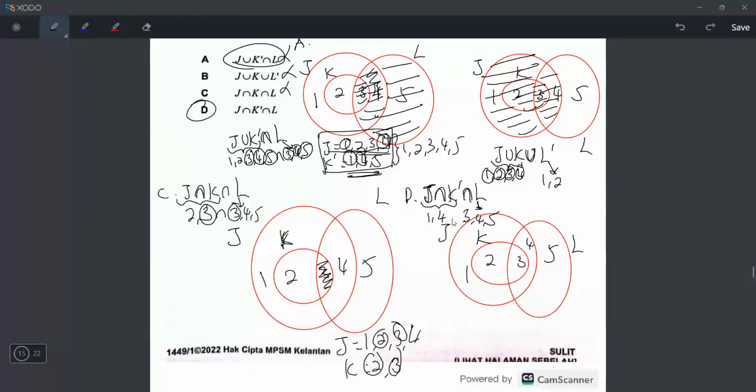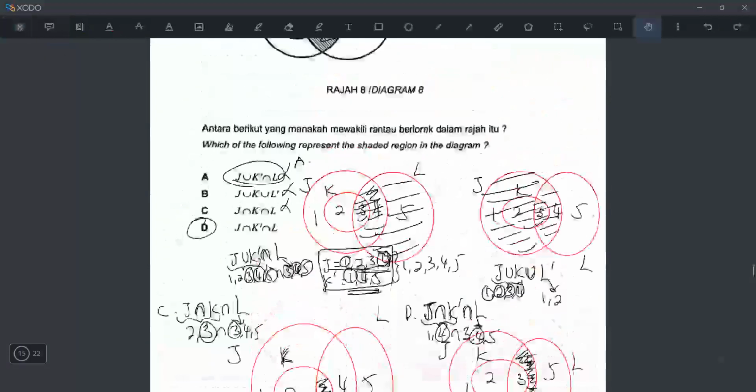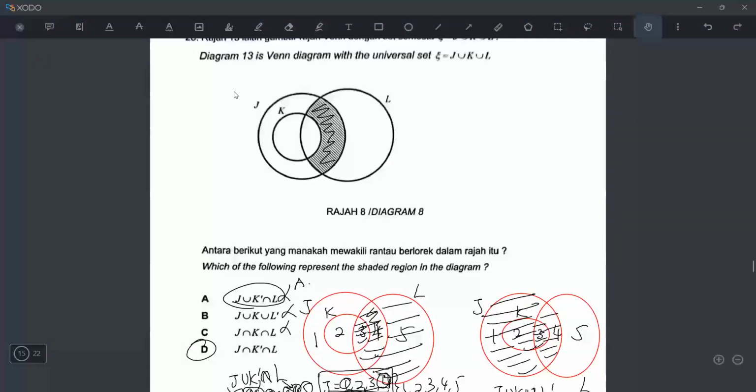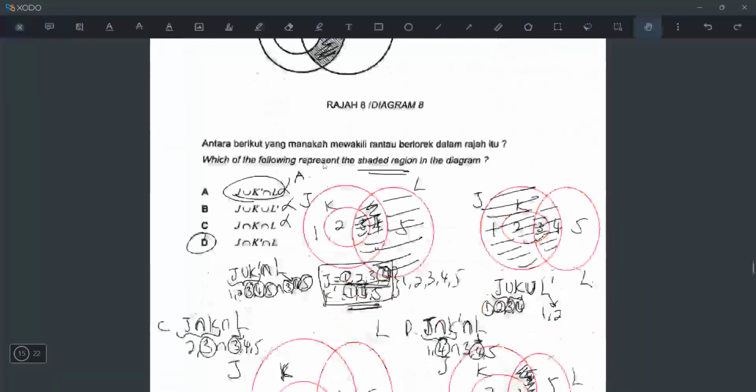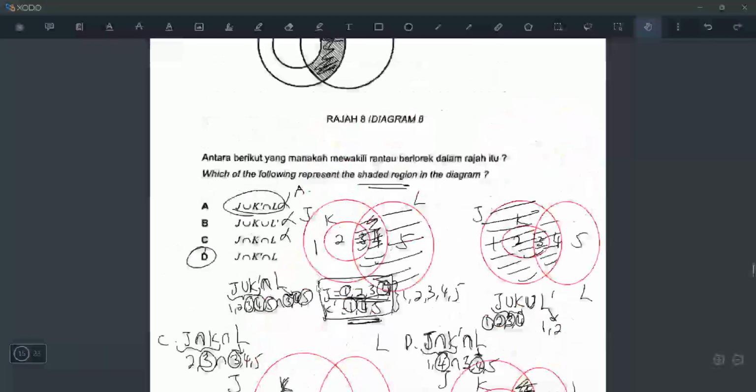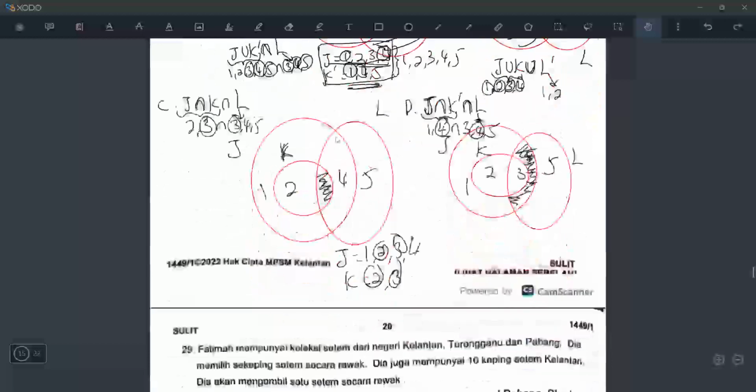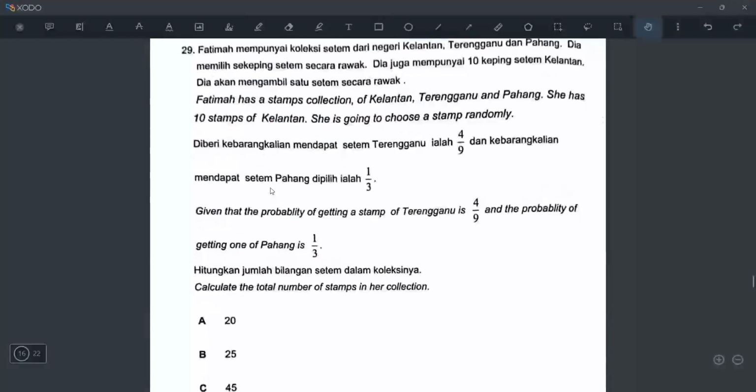And in between is intersect, so I'm choosing the common one. The common one is only 4. So this is the answer for D, the region that I have to locate. If you look carefully at the question, they ask which of the following represents the shaded region, this region, and that's why the answer is D. I spent a lot of time talking on that question, so let's move on.